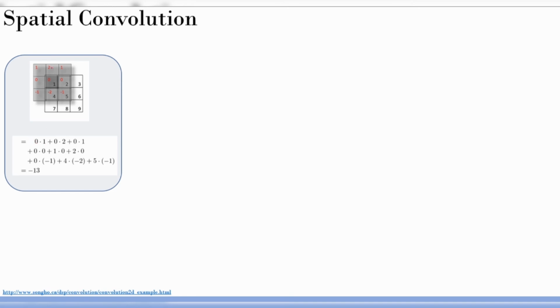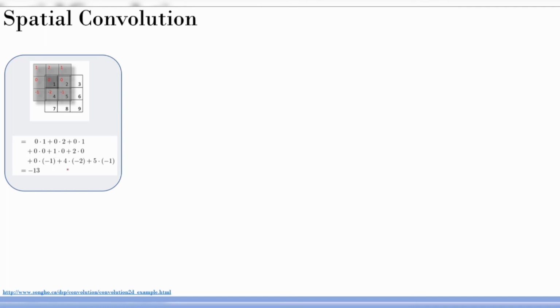So 0 into 1 plus 0 into 2 plus 0 into 1, then again 0 into 0 plus 1 into 0, right, 1 into 0, because 1 is the intensity, 0 is the kernel value, and then 2 into 0. Then here, sorry, 0 into minus 1, and 4 into minus 2, and 5 into minus 1. Now you add it all, so you have the dot product: you multiply, now you sum it up, and put that value in this pixel.